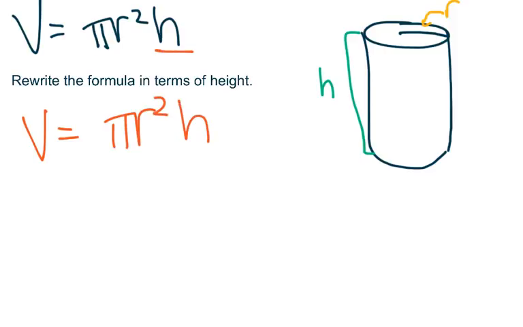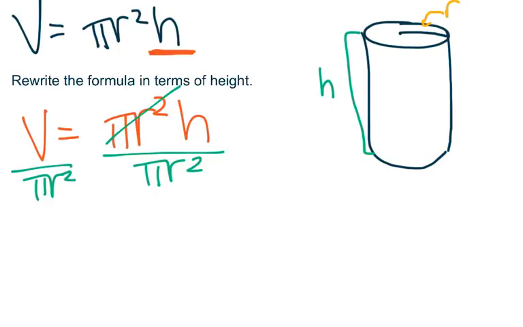We want to isolate the h for height so that we can calculate the height easily. And it looks like all we need to do in this scenario is divide both sides of this equation by pi r squared. And dividing it on this side will cancel out the pi r squared, which leaves us with height equals volume over pi r squared.